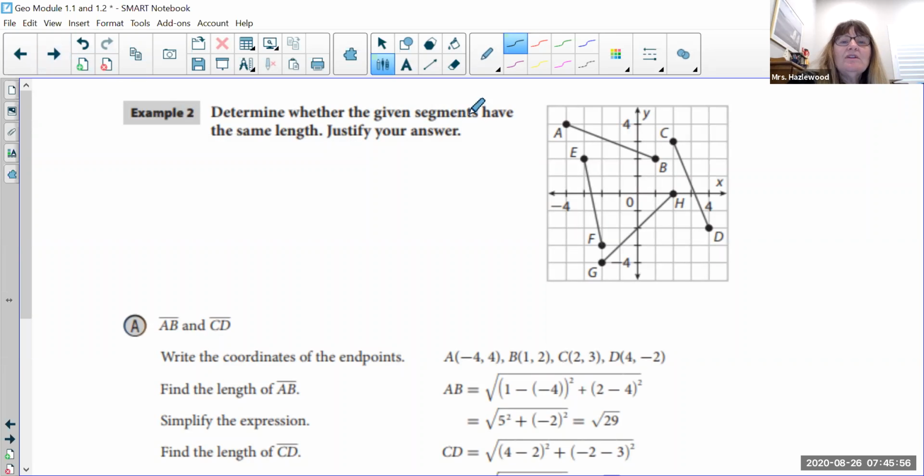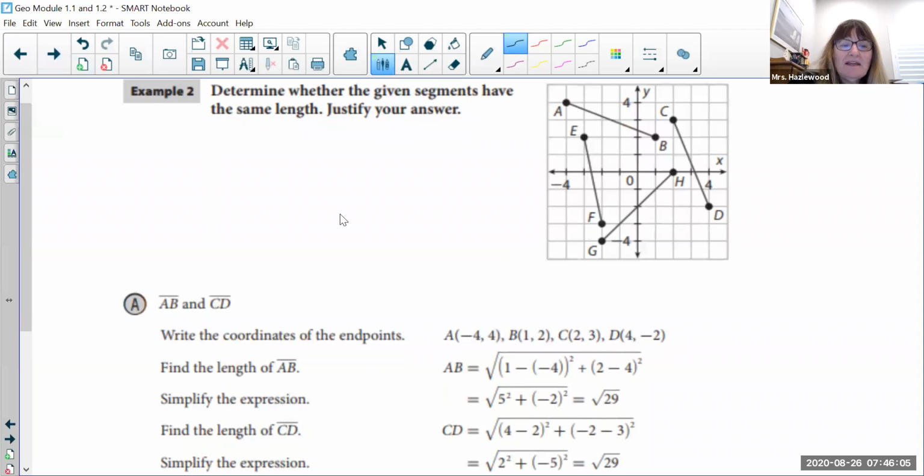So it says determine whether the given segments have the same length. Justify your answer. So I'm just going to show my work to justify my answer. Here it's talking about segment AB and segment CD. So we want to find out if those two segments are equal. The first thing I have here is I'm looking at segment AB. So I substitute those two letters in for that letter D, because that's the distance I'm finding. So I'm going to look at A and I'm going to look at B. Those are the 2 points I'm going to substitute in.